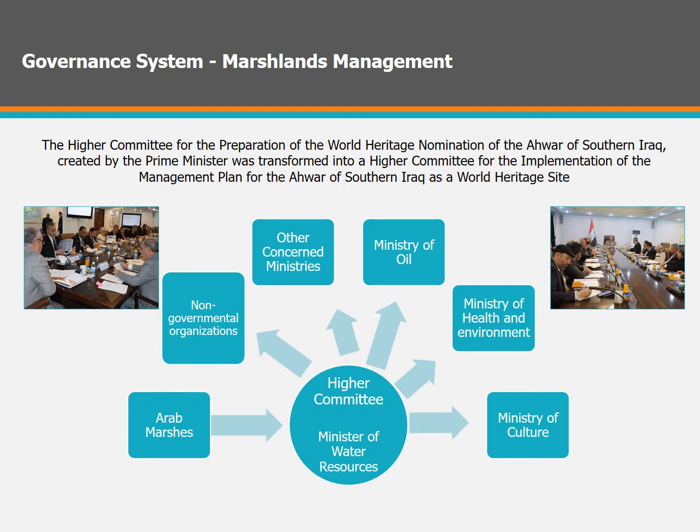Carrying out duties under the World Heritage Convention is an important institutional component of the marshlands. The body responsible for implementing the convention is the Higher Committee for the Implementation Plan of the Ahwar of Southern Iraq as a World Heritage Site. It is composed of different stakeholders, governmental and non-governmental. NGOs represent the inhabitants of the marshes. The committee is led by the Ministry of Water Resources.